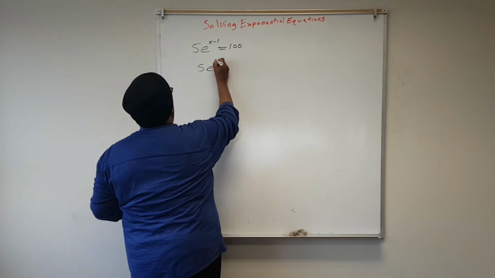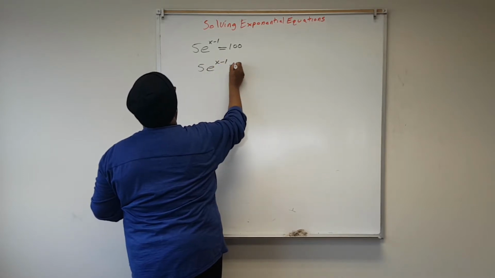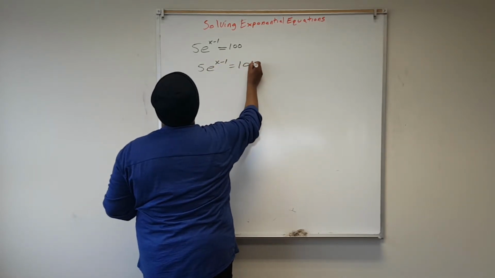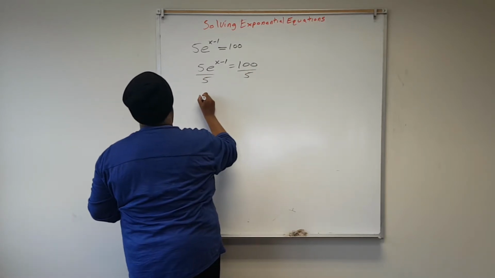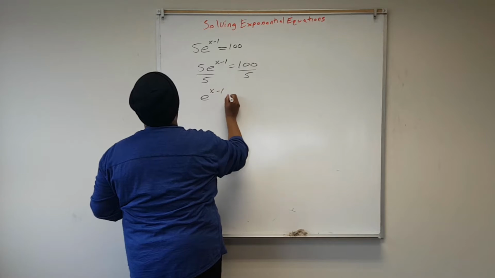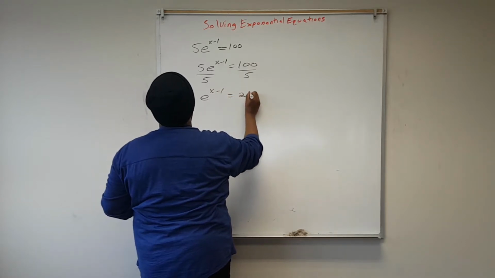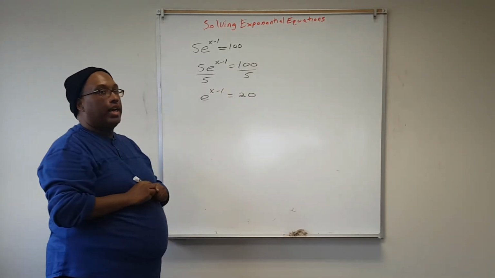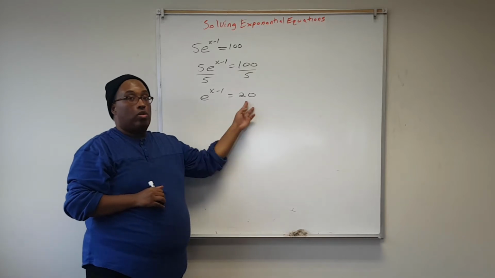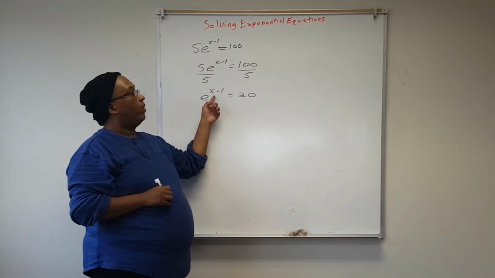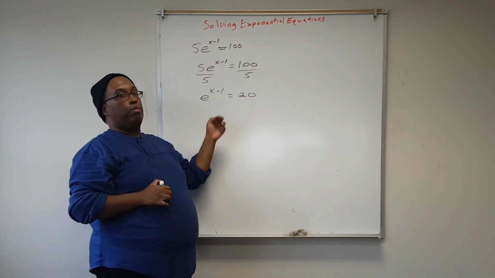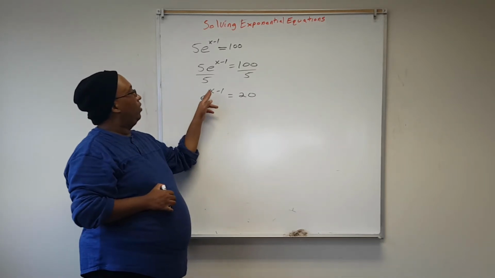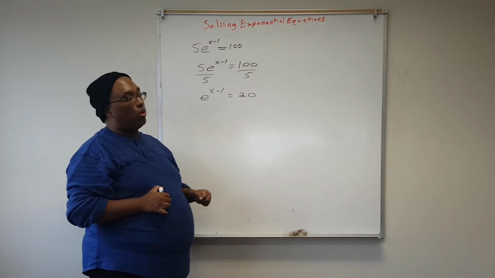So 5e to the x minus 1 equals 100. Divide by 5, divide by 5. e to the x minus 1 equals 20. Now, we still have an exponential equation because we have x minus 1 in the exponent position. e to the x minus 1 equals 20.